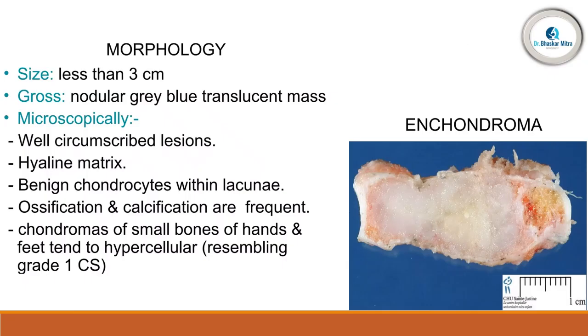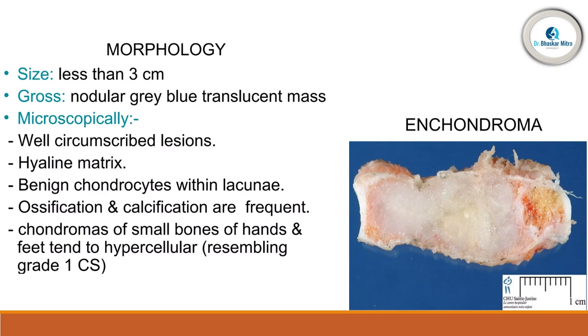Now, this is what we said, it's a cartilaginous tumor within the bone. So there is a bone in between, there is a cartilaginous area. During the gross examination, while we cut the bones, we see these glistening cartilaginous areas. So it is a well circumscribed lesion containing hyaline matrix and benign chondrocytes within the lacunae.